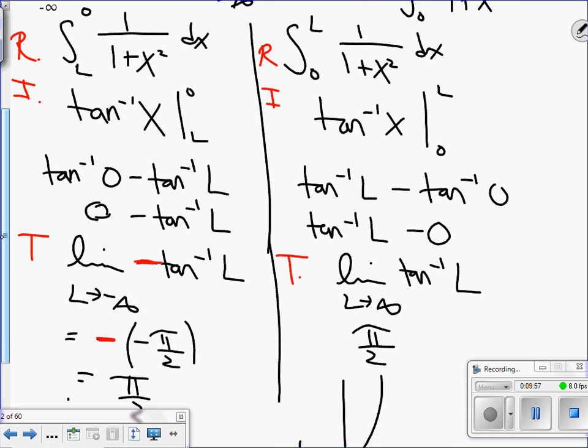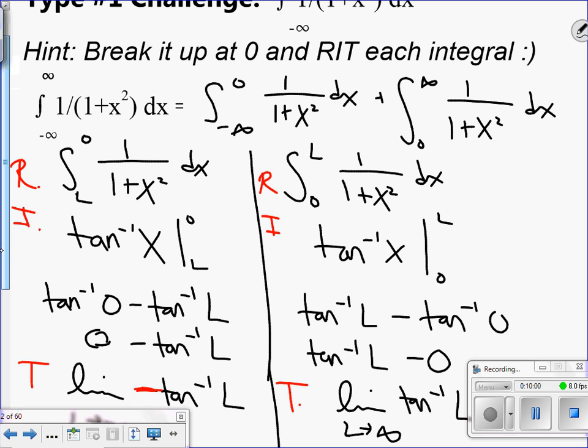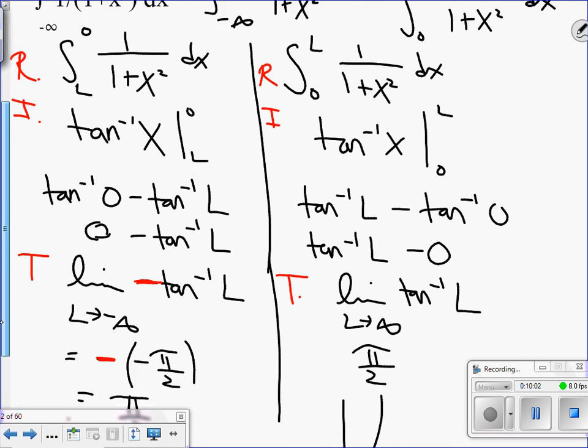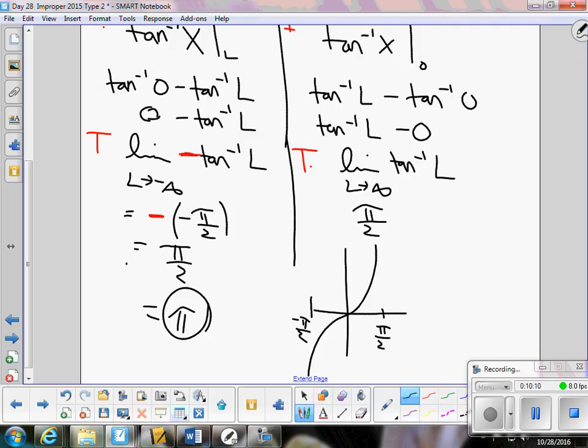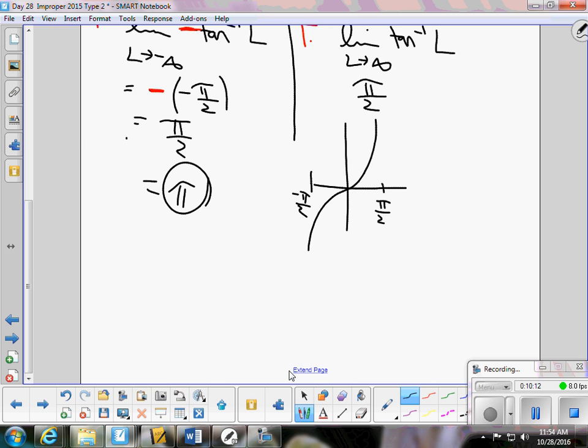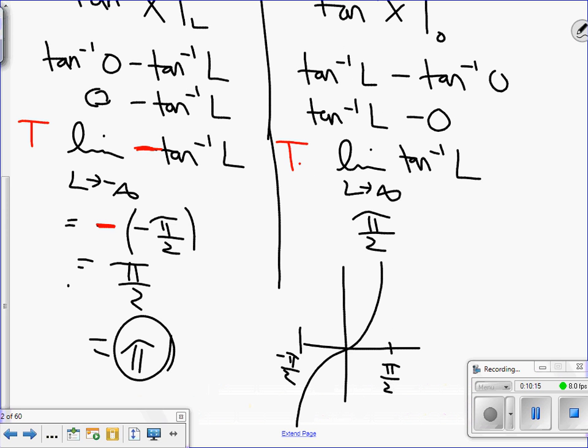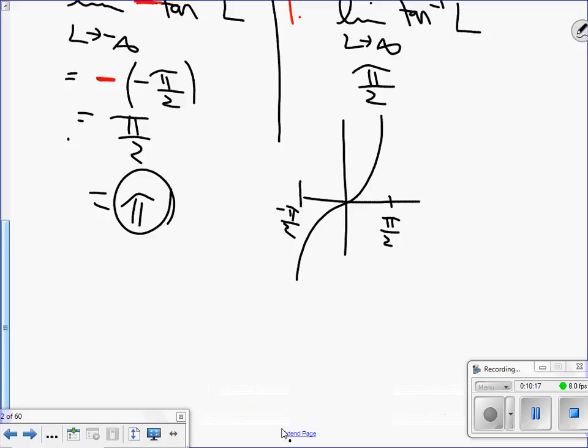Now I want to think about what this graph even looks like to begin with. Does anyone know what the graph of y equals 1 over 1 plus x squared looks like? We are getting the answer pi. Remember, we were finding the definite integral from negative infinity to infinity of 1 over 1 plus x squared. Think about what that means.